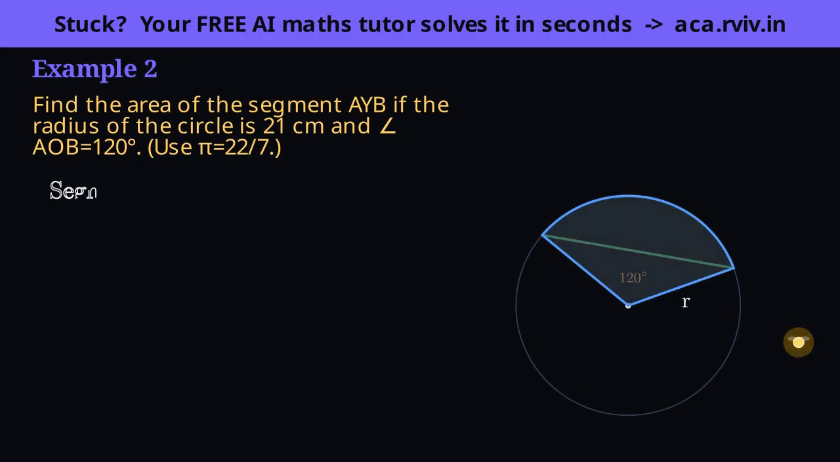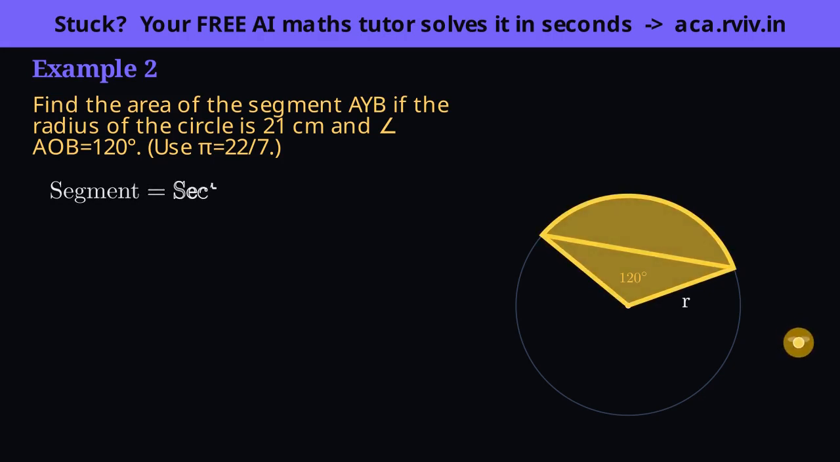The shaded region is a segment, the curved cap on the far side of the chord. Recall how we peeled it apart. A segment is the sector with its inner triangle lifted out. So our whole plan is segment equals sector minus triangle. The chord is what separates the two, so we'll compute the sector, compute triangle OAB, and subtract.